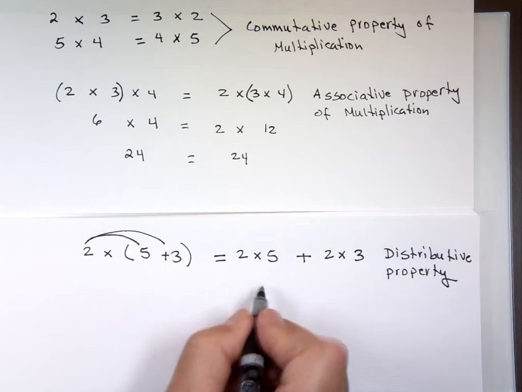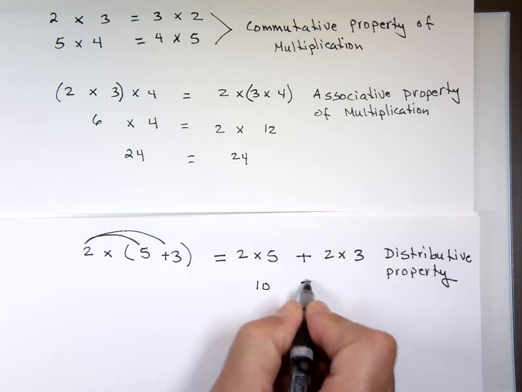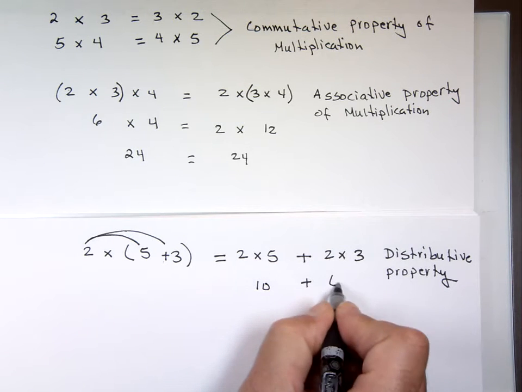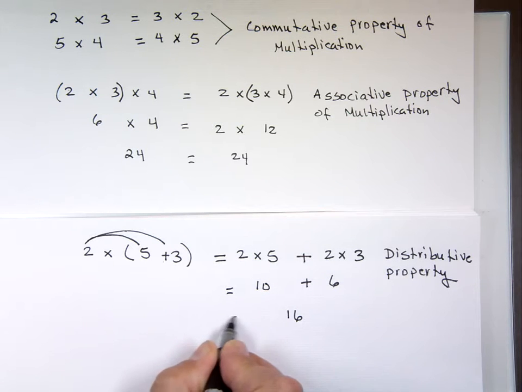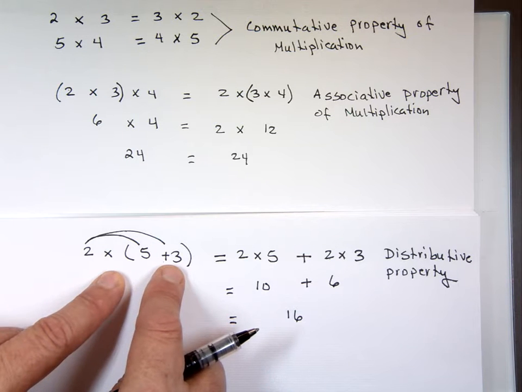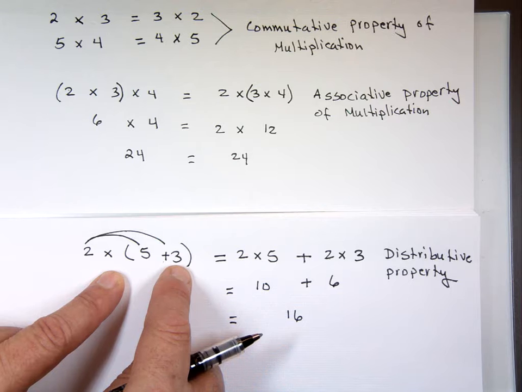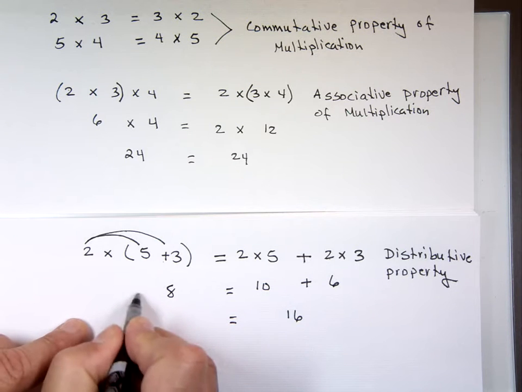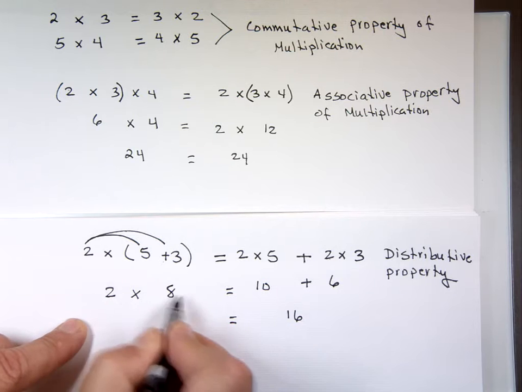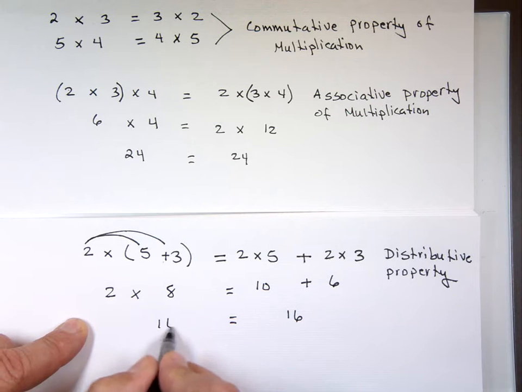What's 2 times 5? 10. What's 2 times 3? 6. Add them. What do you have? Now, soon enough we're going to do the order of operations. That's next class. Order of operations says you got to do what's inside the parentheses first. What's 5 plus 3? 8. So to do it this way, it's 2 times 8. What's 2 times 8? Notice your answer is the same.